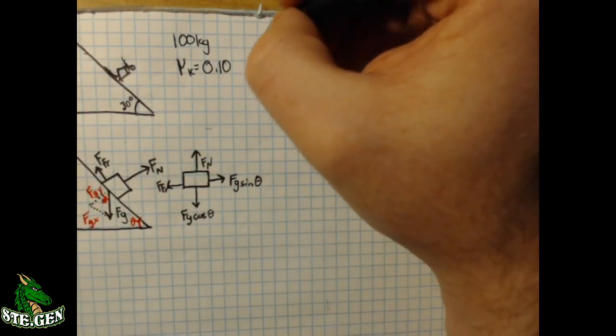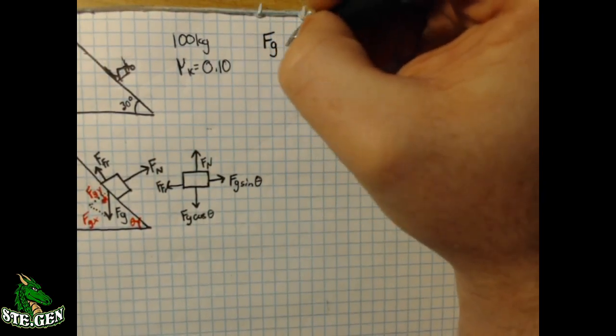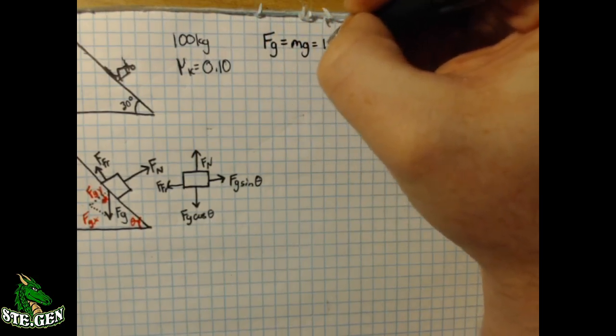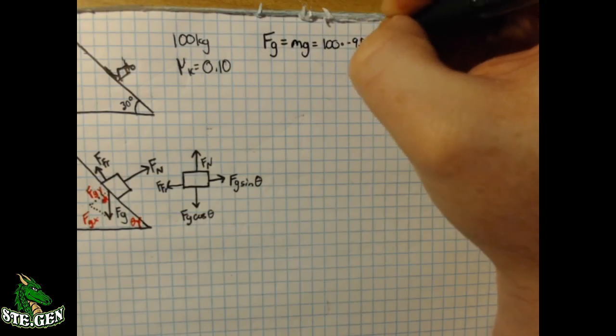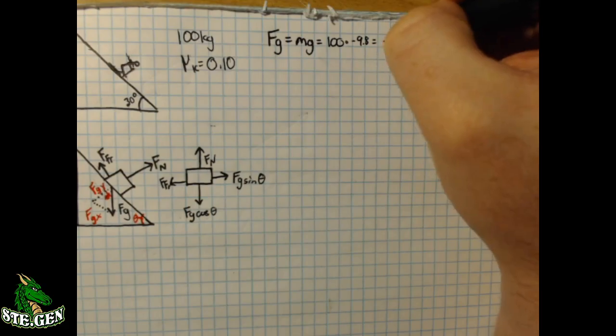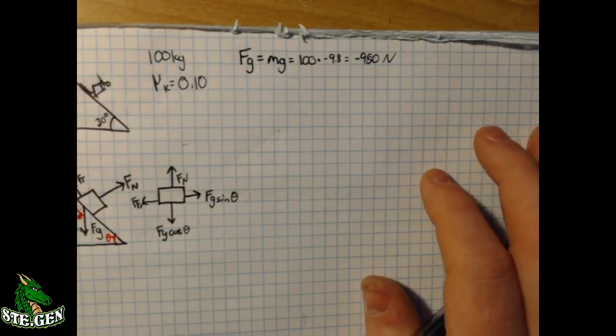So first of all, we know that the total force of gravity, as always, is equal to mass times gravity. So it'll be 100 times negative 9.8, so it'll be negative 980 newtons. That's the force of gravity.